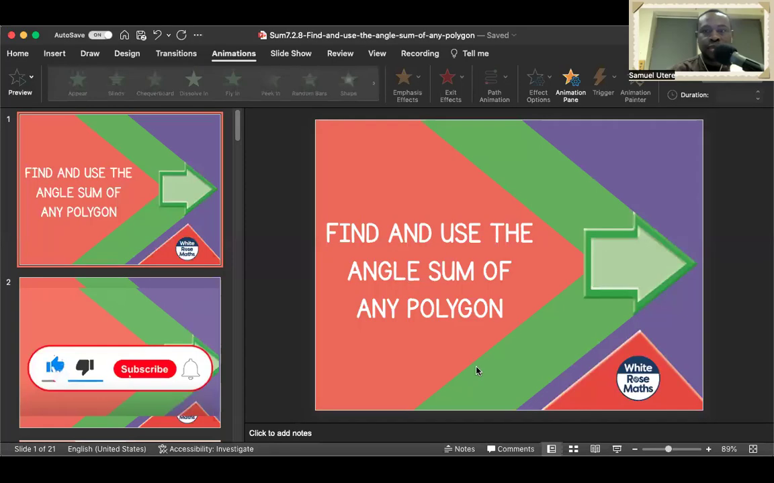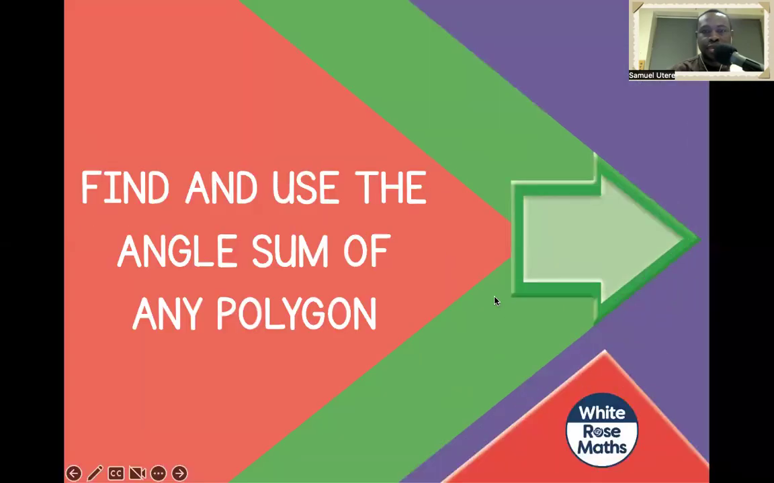Welcome to Block 2, Developing Geometric Reasoning, Lesson 8. I'll share my screen. So, in your previous lesson, you learned how to solve complex angle problems using most or all of your learning in developing geometric reasoning. In today's lesson, you're going to develop geometric reasoning more and you'll learn how to find and use the angle sum of any polygon.